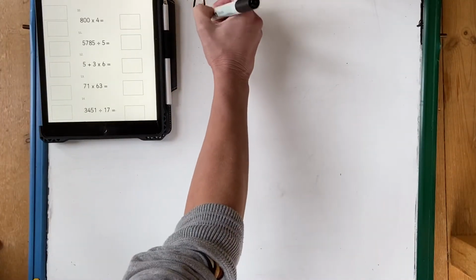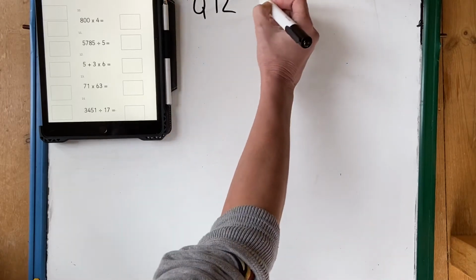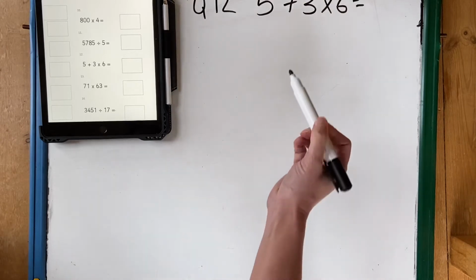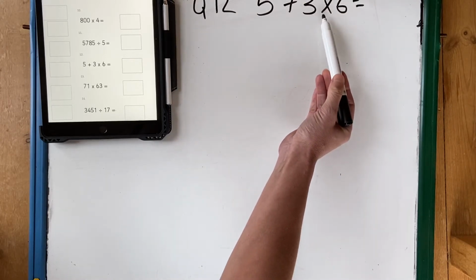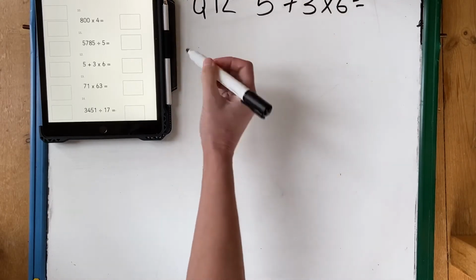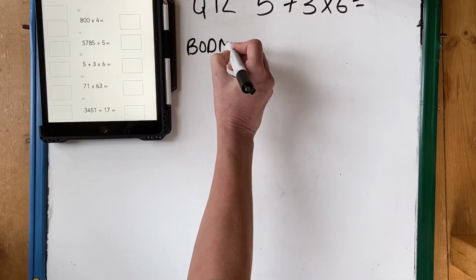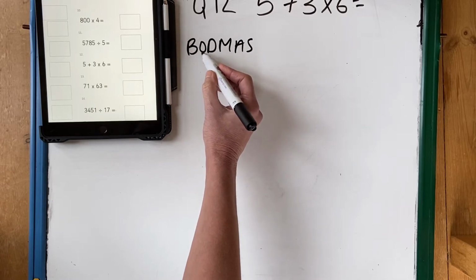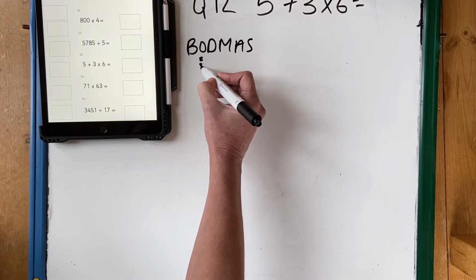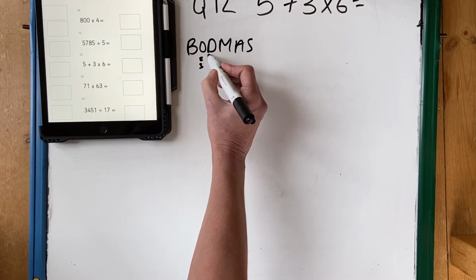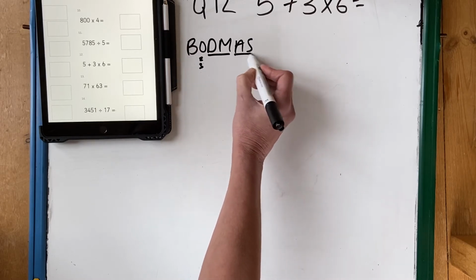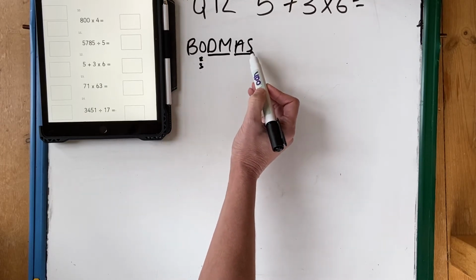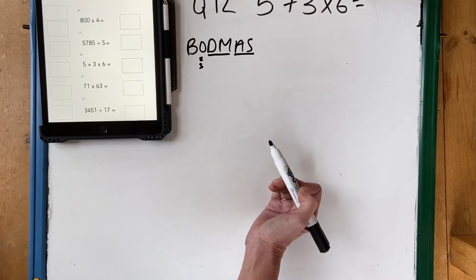Question 12. 5 add 3 multiplied by 6. Because there's addition and multiplication in the same calculation, you need to apply BODMAS. So BODMAS means brackets, O is orders, which is your square and your cube numbers, division and multiplication, and then addition and subtraction. So this is the order that you have to calculate the calculation.